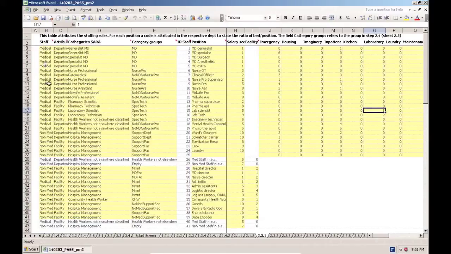There is first an attribution to medical and non-medical staff, then there is the attribution to the department or the facility. So if you write department, Pass will look at the number of beds in the department. If you write facility here, Pass will look at the number of beds in the facility. We already saw that some positions, for example, the pharmacy, the laboratory, are meaningful in terms of provision of services for the whole facility and not for the department itself. But the person is allocated to the specific department.